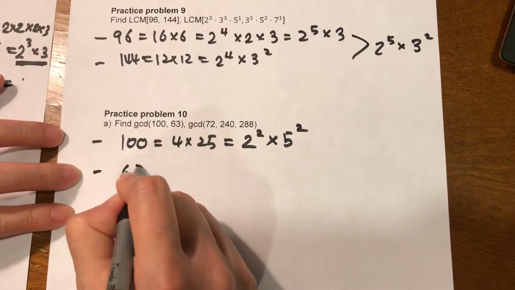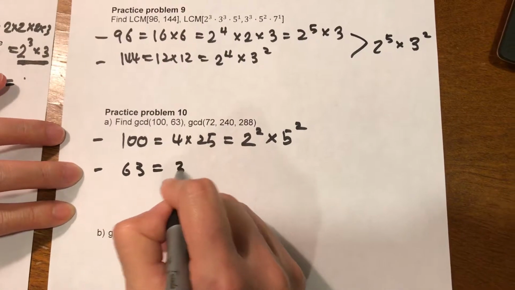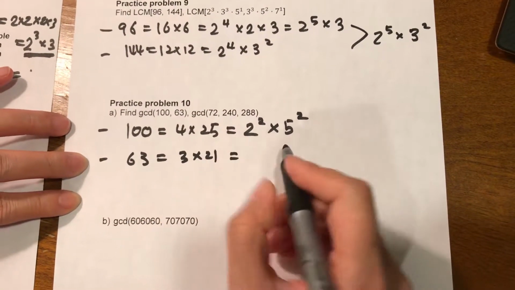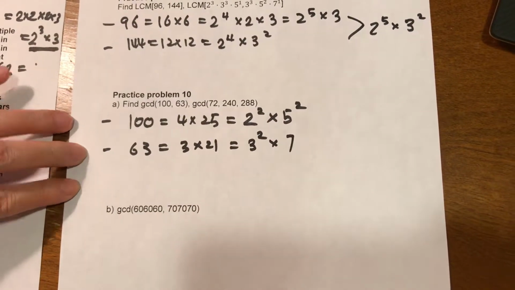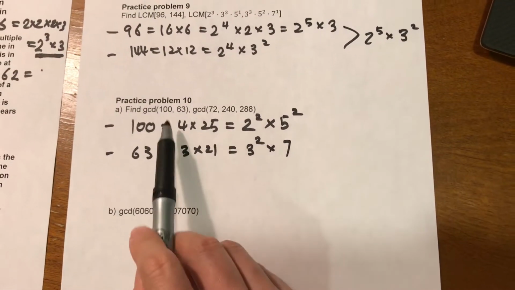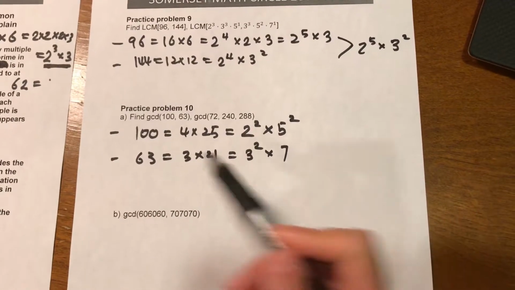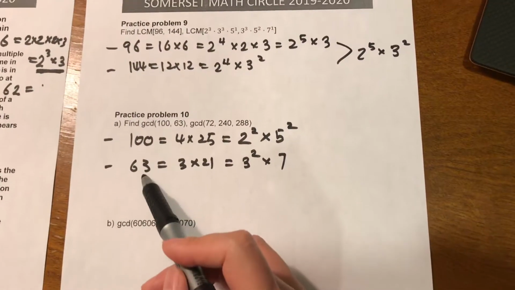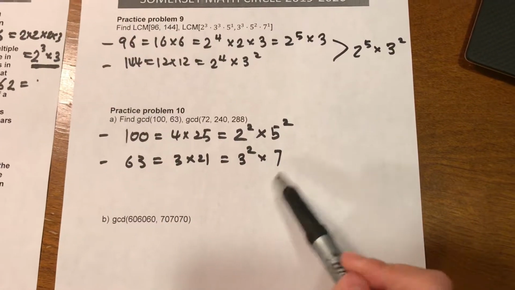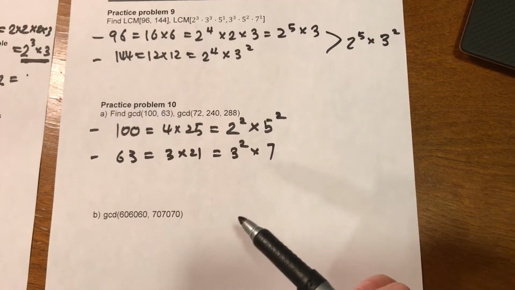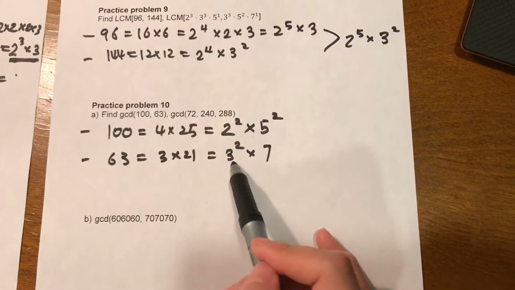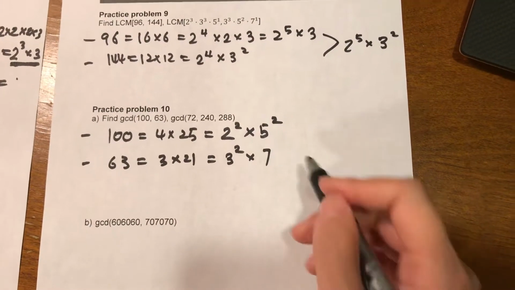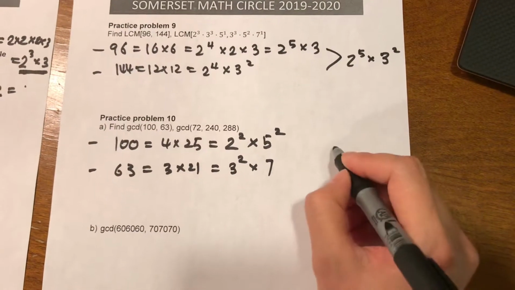And then 63 is 3 multiplied by 21. That is 3 to the square multiplied by 7, right? So we need to find their common number that can divide both 100 and 63. Then we look at these, there is basically none, because here's 2, here's 5, here's 3, and 7. There is no common divisor except 1.